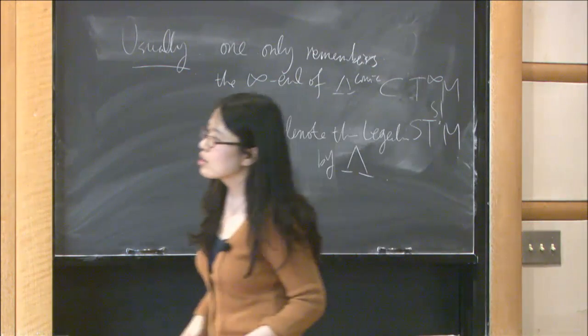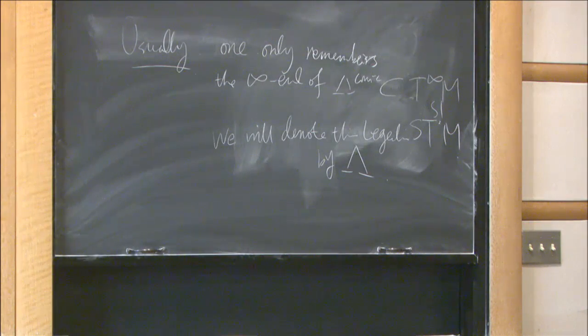Here, alpha is the Liouville form on the cotangent bundle. So it's p dq. Yeah, it's p dq.